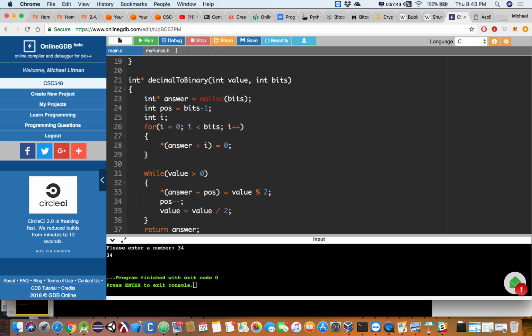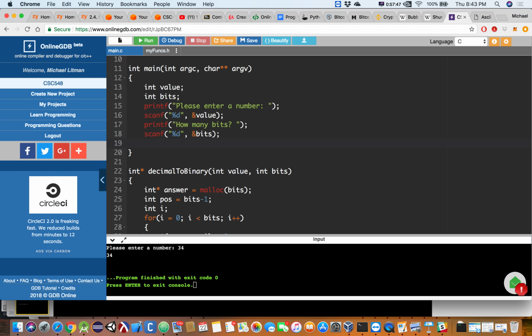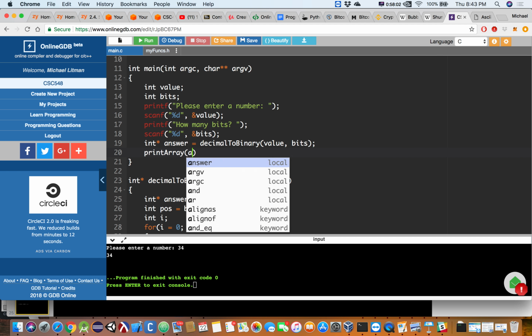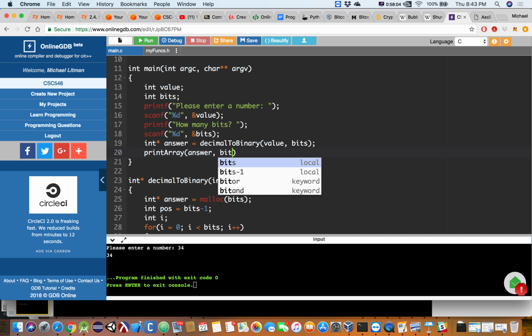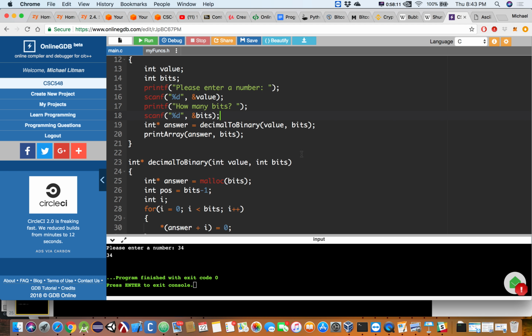Decimal to binary, we'll do the conversion. So now we've read in my two numbers. Let's go ahead and say int pointer answer is equal to decimal to binary, passing it my value and my bits. And then we'll say print array answer and bits. That should print out the bunch of zeros and ones equivalent of what I just had.